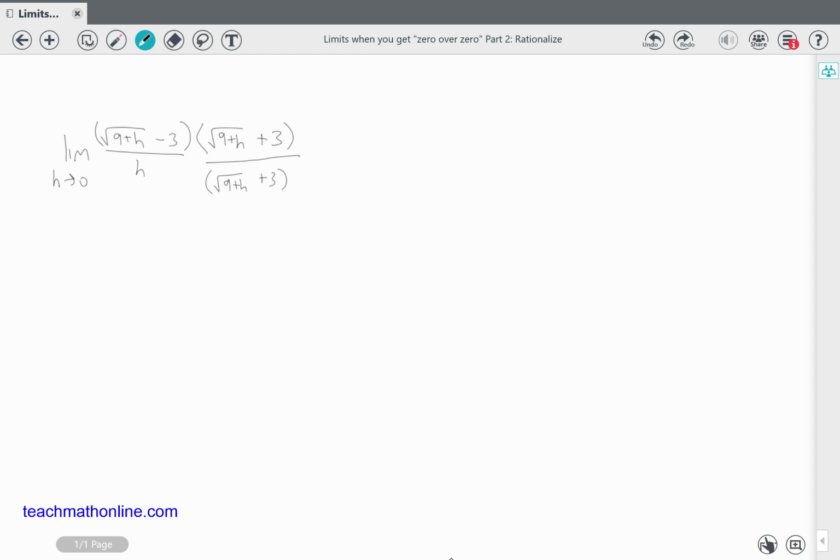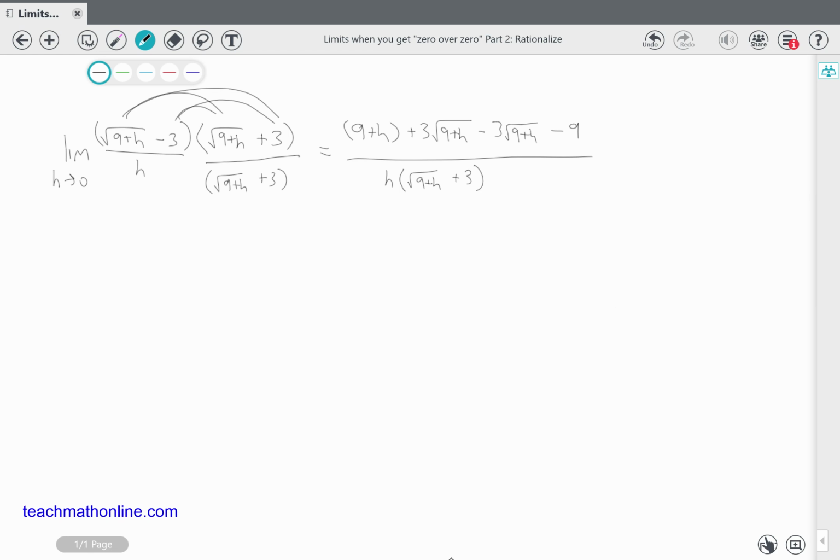So this is going to be 9 plus h plus 3 times the square root of 9 plus h minus 3 times the square root of 9 plus h minus 9. And this is all going to be over h times the square root of 9 plus h plus 3. Now we want to see if there's any terms that cancel out.